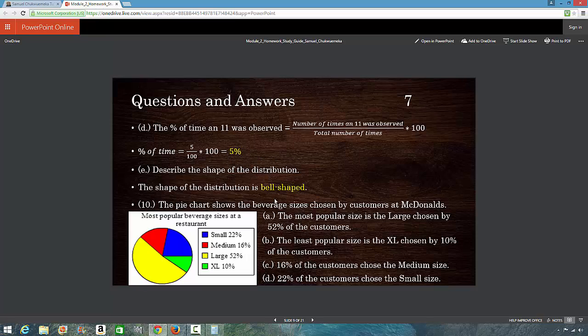What is the shape of the distribution? We talked about it. It is bell-shaped.